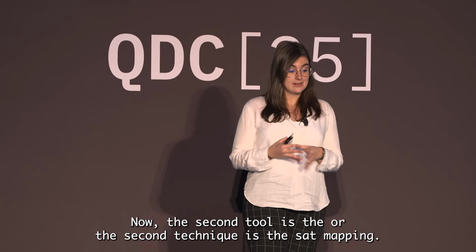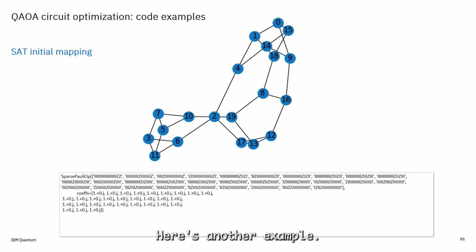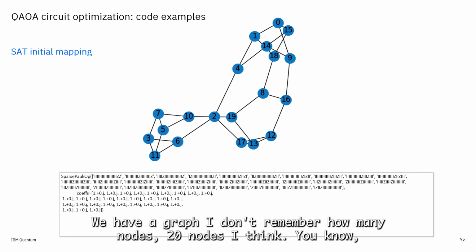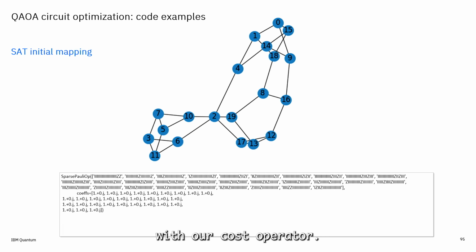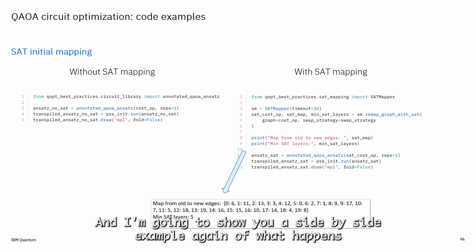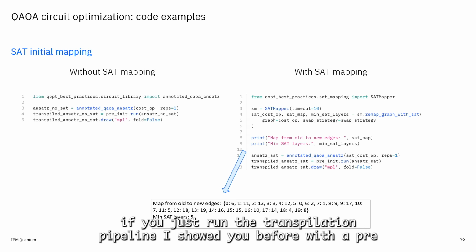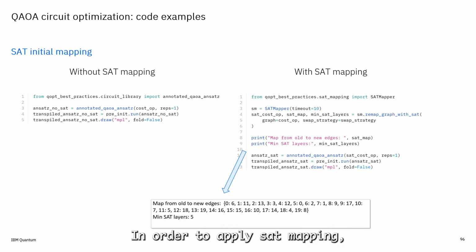Now, the second technique is the SAT mapping. Here's another example. We have a graph. I don't remember how many nodes, 20 nodes, I think. We go through all of our process of the add-on, we get our sparse Pauli op, we have our cost operator, we build our QAOA ansatz. And I'm gonna show you a side-by-side example again of what happens if you just run the transpilation pipeline I showed you before with the pre-init and everything without SAT mapping, or with SAT mapping for the initial state.